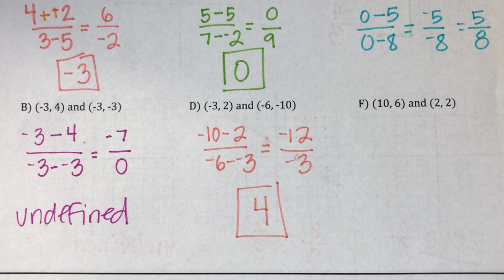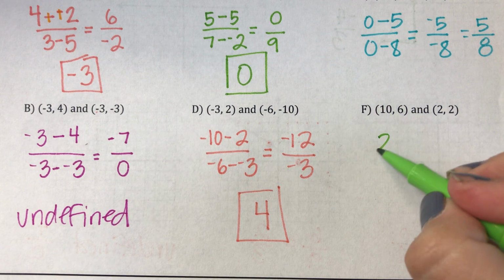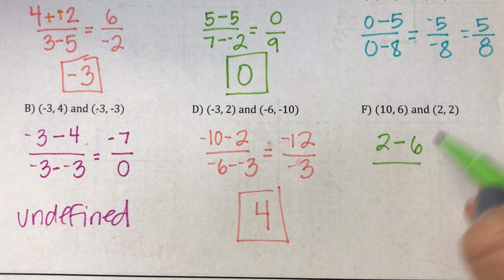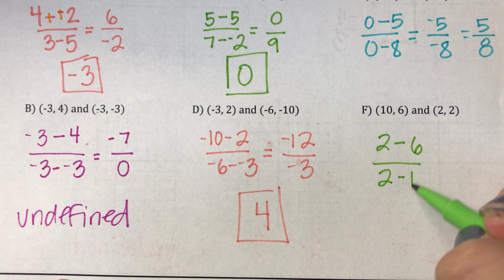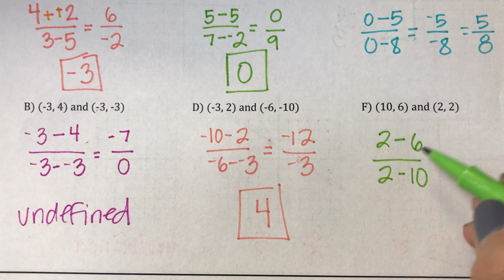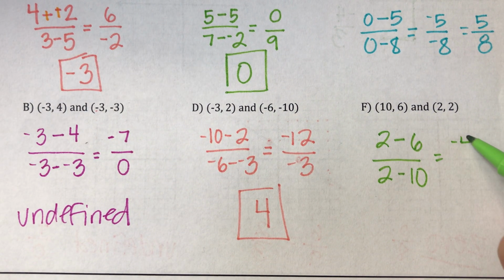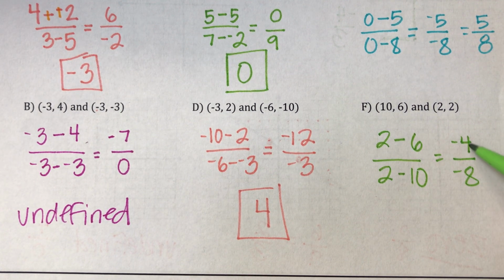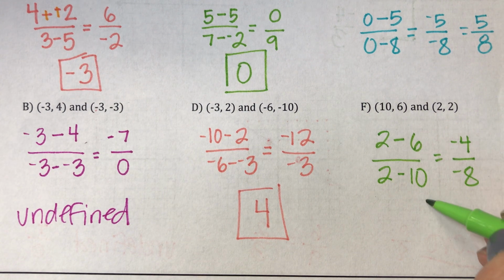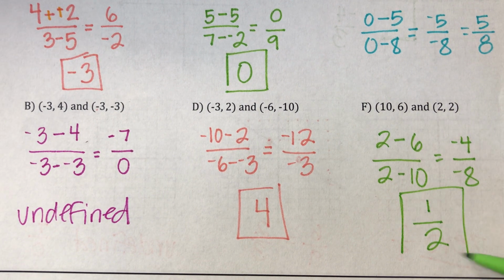And then our very last one, y2 is 2 minus y1 is 6 over x2 is 2 minus x1 is 10. 2 minus 6 is negative 4. 2 minus 10 is negative 8. And then negative 4 and negative 8 are both divisible by negative 4, which gives me 1 over 2.